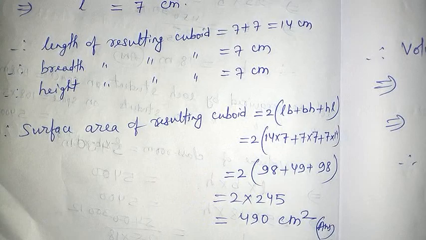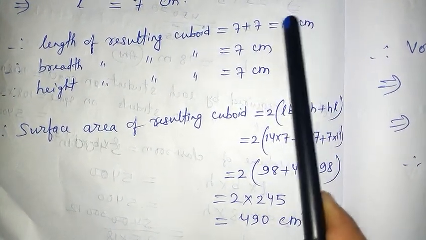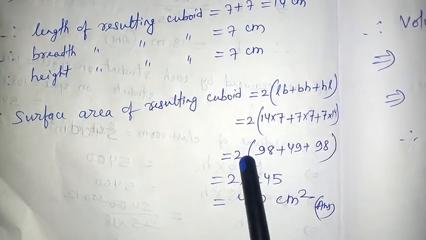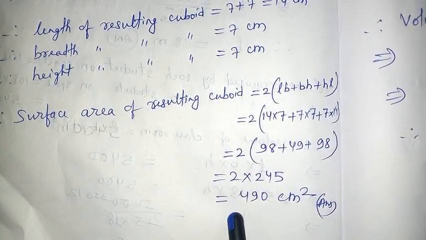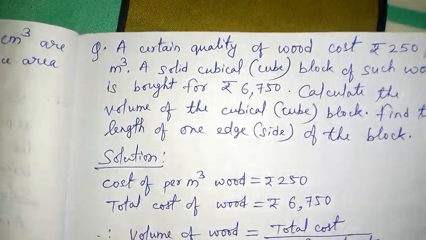Therefore the surface area of the resulting cuboid, this is the surface area formula. Now put length, breadth and height in the respective places, multiply, add, and finally you will get 490 centimeter square, which I have discussed again and again. Very simple formula. Last question.